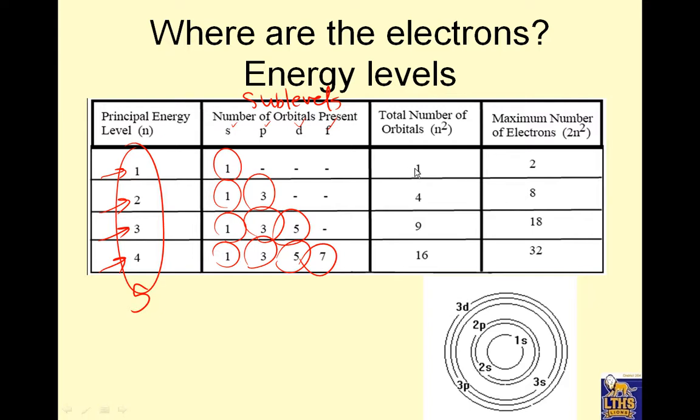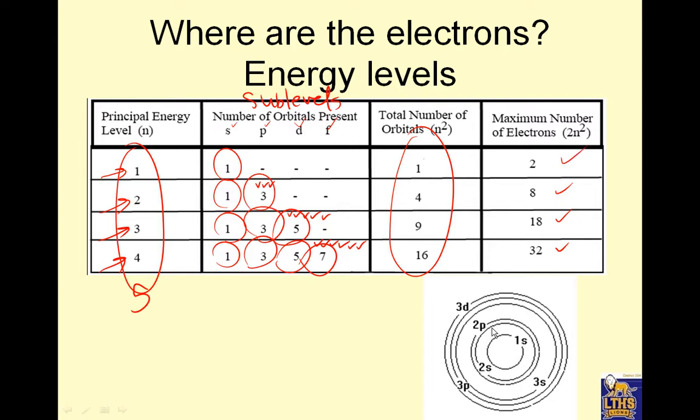Okay. Then each sublevel has orbitals. An s sublevel has 1 orbital. A p sublevel has 3 orbitals. A d sublevel has 5 orbitals, and an f sublevel has 7 orbitals. So how many total orbitals are in an energy level? Well, it's the number of orbitals in each sublevel, and then the maximum number of electrons, you can put 2 into each orbital. So the fourth energy level can hold 32 electrons, third can hold 18, second can hold 8, and the first energy level can hold 2.